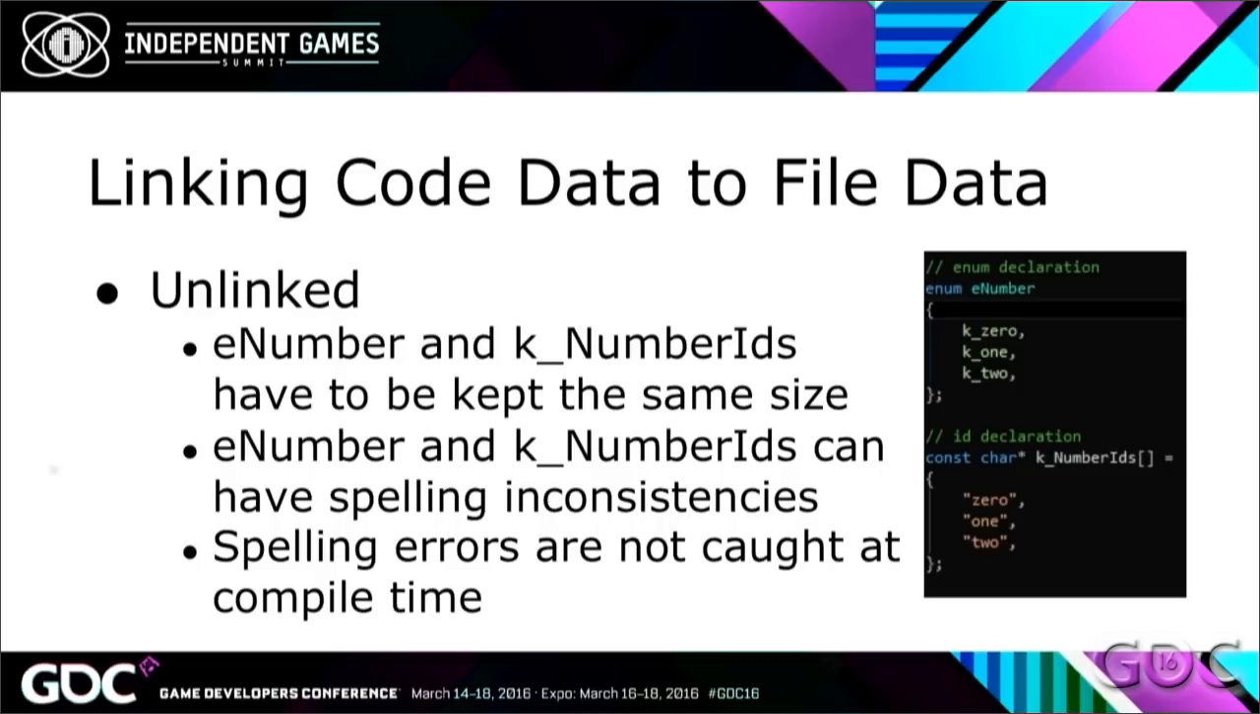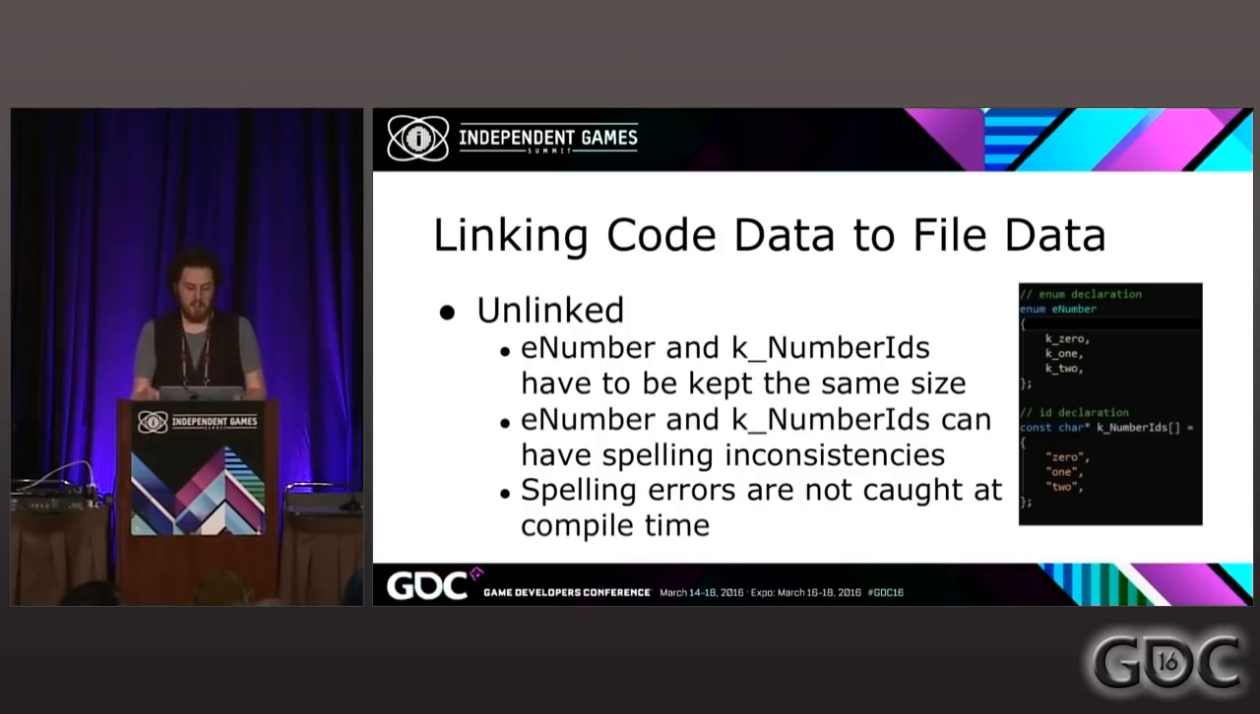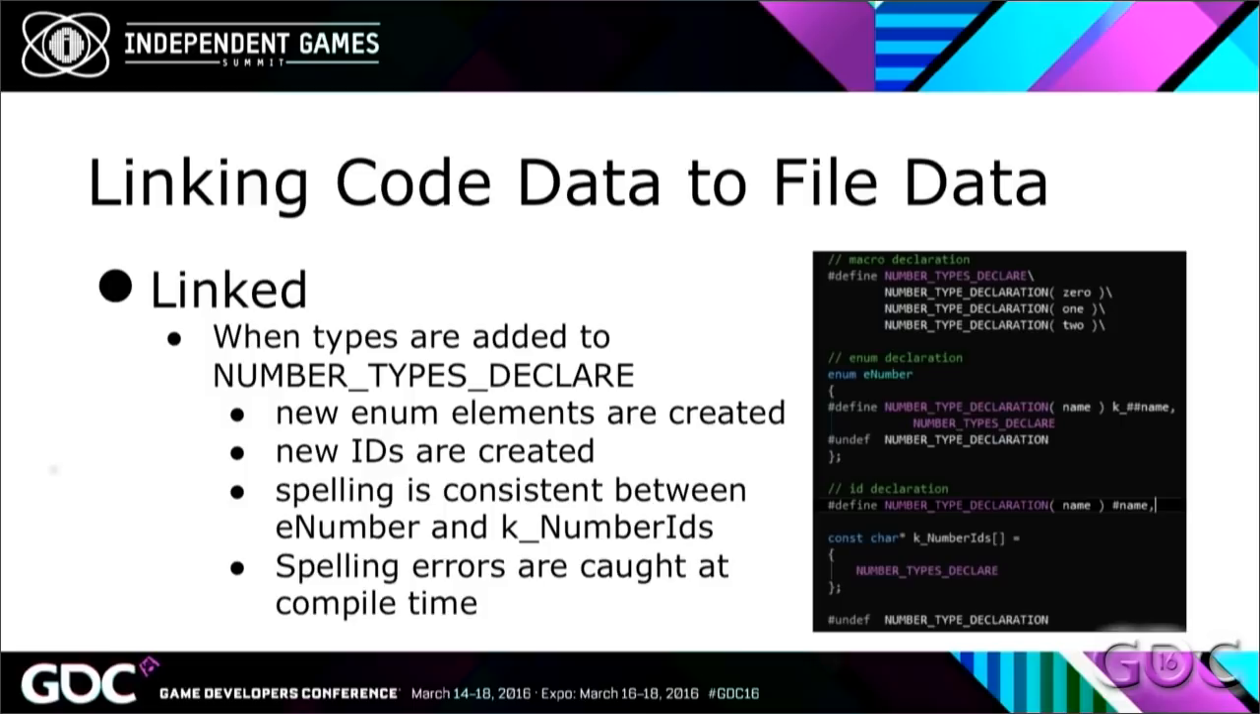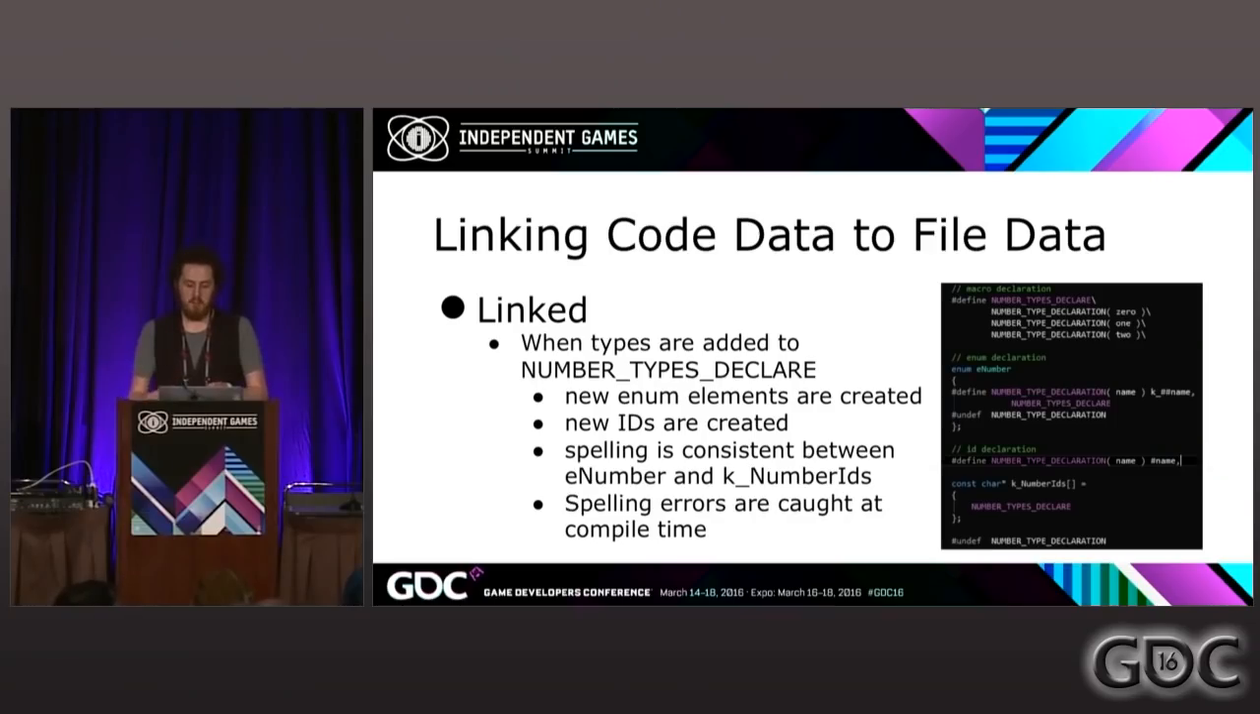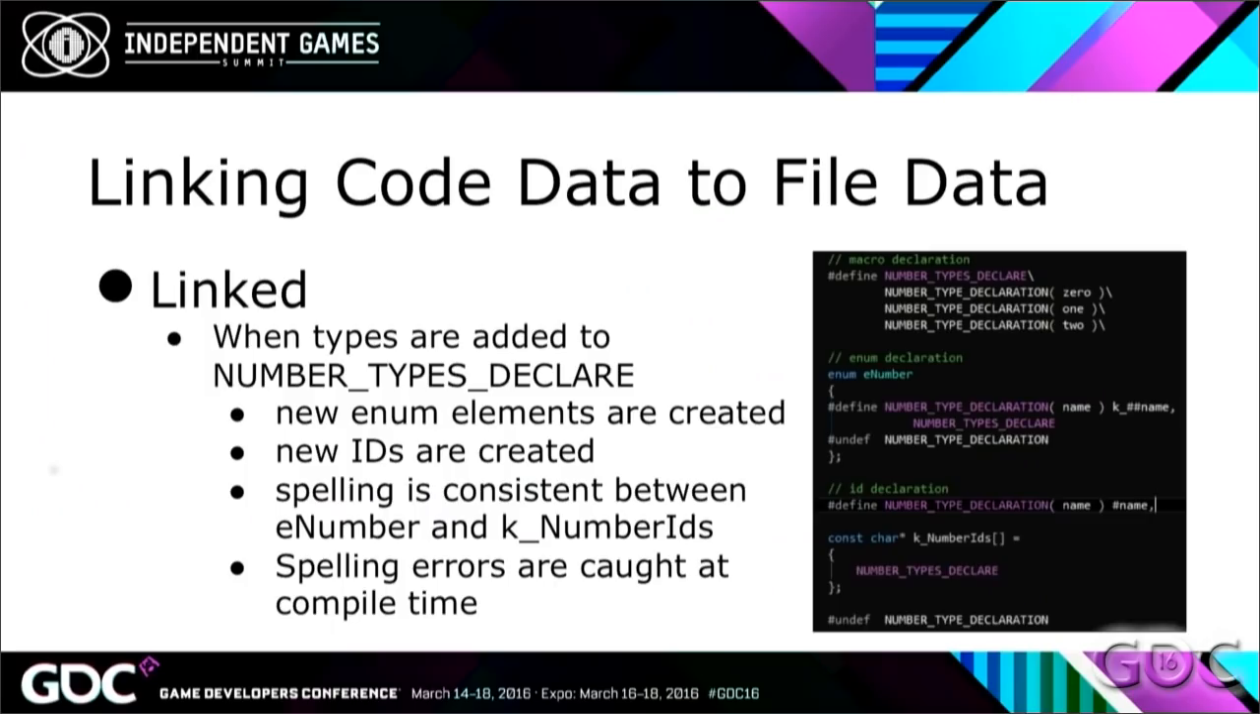With just an example enum and an array of strings, they have to be kept the same size. They can have spelling inconsistencies, and if you mess up spelling, you might not catch that at compile time if it's in the string data. So the way we linked it is by using macros. We'd have nested macros that, when we declare an enum, would go through and create enums associated with those IDs defined at the top. So whenever we added something to the types declare, that would create an enum as well as create a string ID. This is great because they'd always be in sync, and the spelling would always be consistent between the two of them.